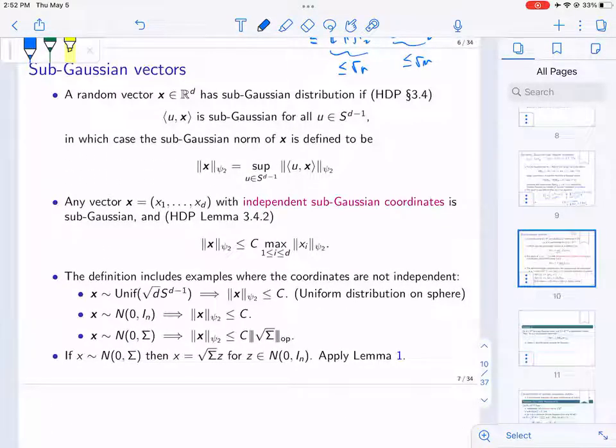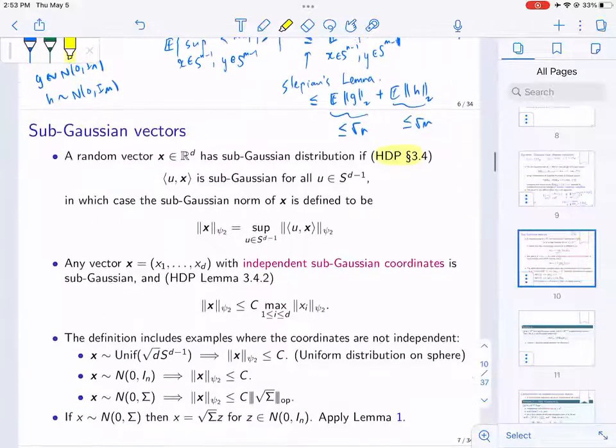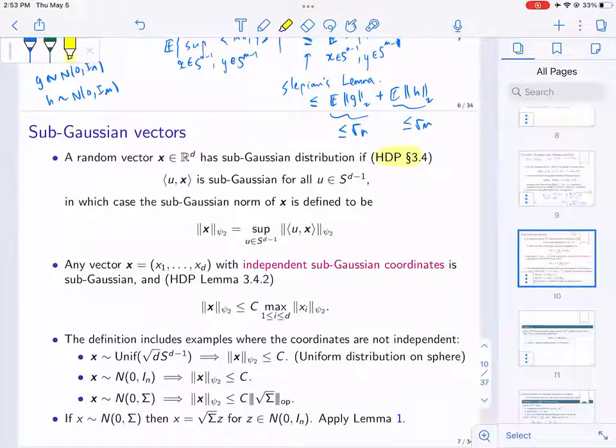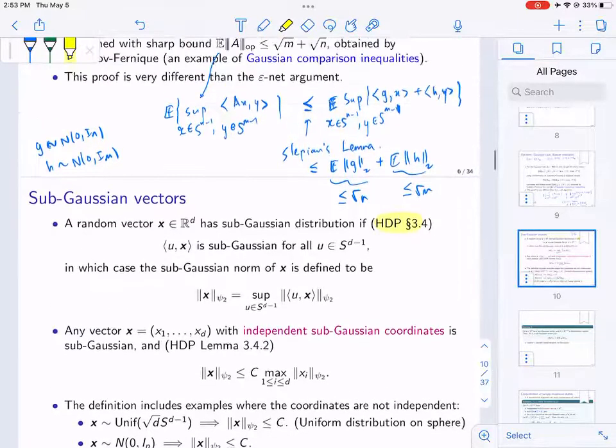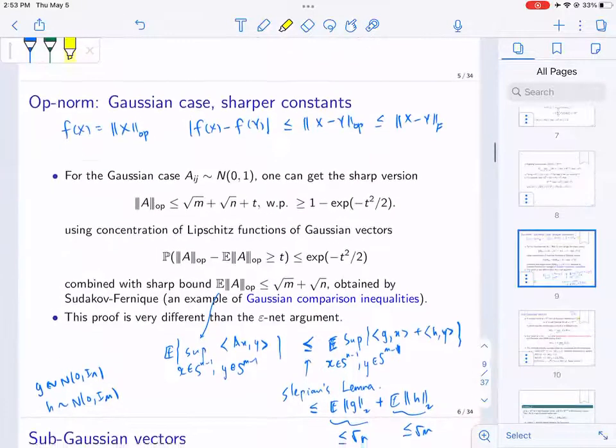I want to take a detour and introduce this idea of a sub-Gaussian vector, which is from the high-dimensional probability book, section 3.4. If you recall what a Gaussian distribution is, how do you actually define a multivariate Gaussian? We know how to, yeah. So every subset. That's great, but that's not enough. Yeah, every subset.